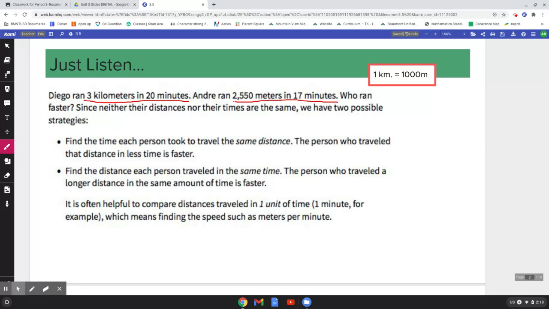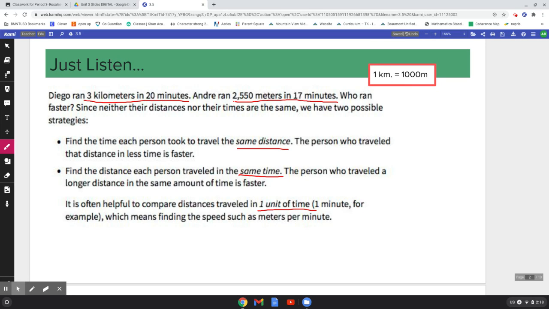So there's 2 different ways that you can solve these. You could find the time each person took to travel the same distance, or you can find the distance each person traveled to find their time. So it's helpful sometimes to compare distances traveled in 1 unit of time.